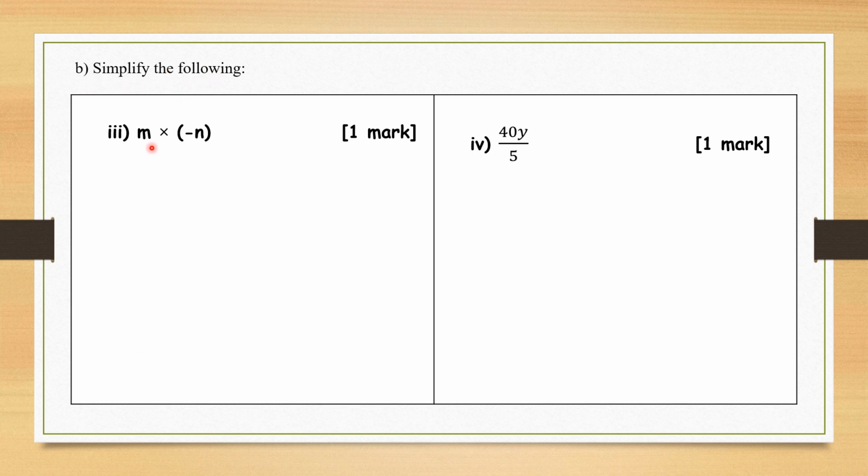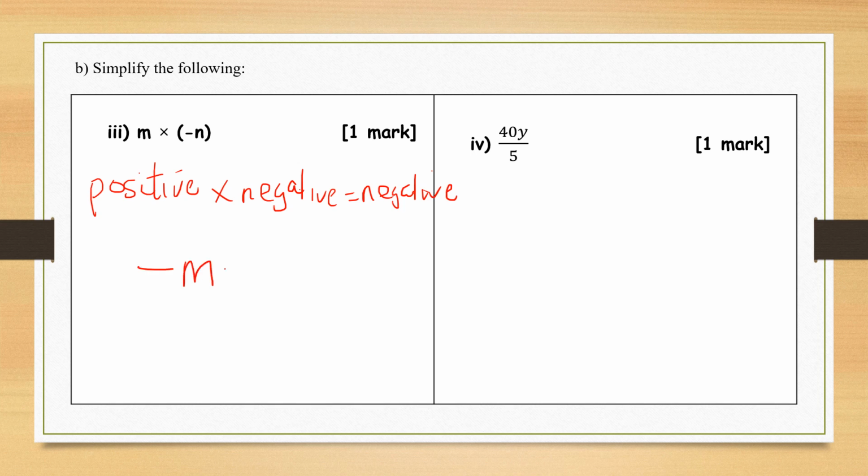Simplify the following. m times negative n. And the rule is a positive times a negative is a negative. So that will be negative mn. Let me write this over again. m times negative n is equal to negative mn.